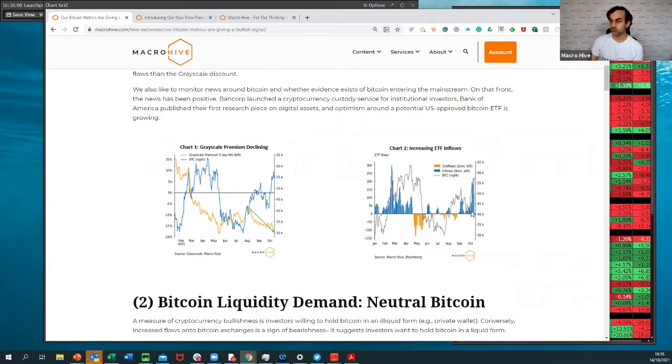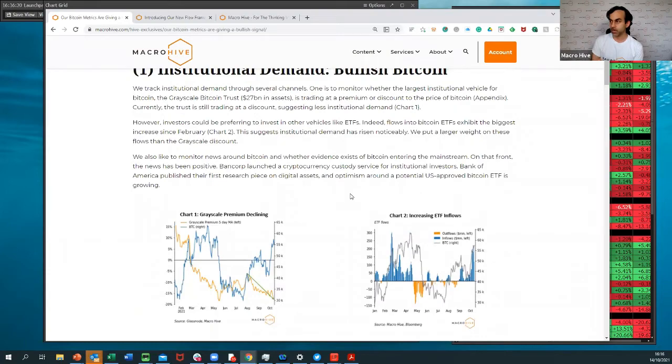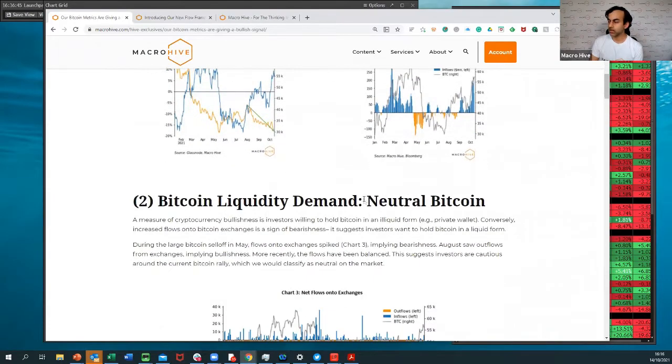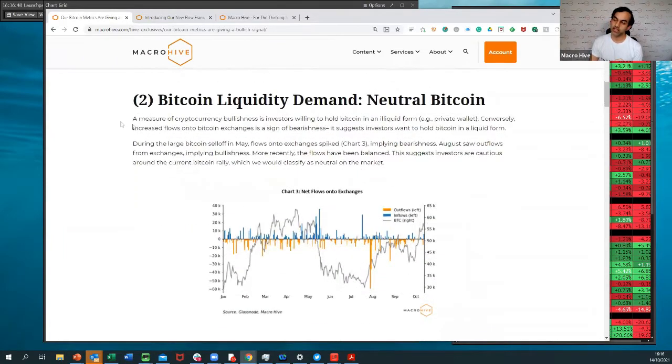But recently, this recent rally in Bitcoin has been accompanied by a surge in ETF inflows. So my sense is over the past 4 or 5 weeks, institutional players have come back into the Bitcoin market by using ETFs. And that's one of the factors that's driving up the price of Bitcoin. So on balance, my sense is institutionals are back in the Bitcoin market and they're buying Bitcoin. So this first factor, the first metric we look at, is institutional demand. I'd like to focus primarily on ETFs rather than the Grayscale Trust, and that is giving us a bullish Bitcoin signal.